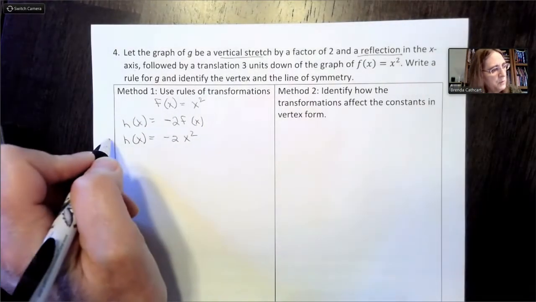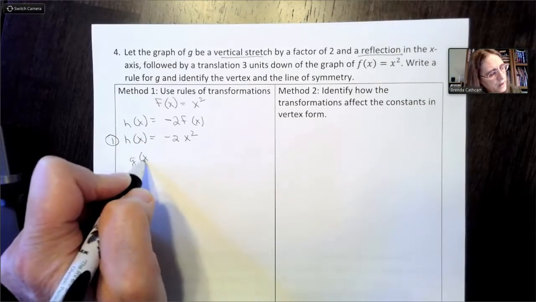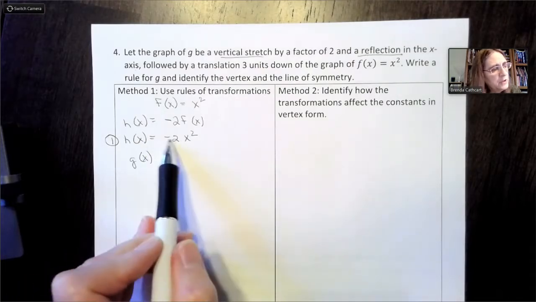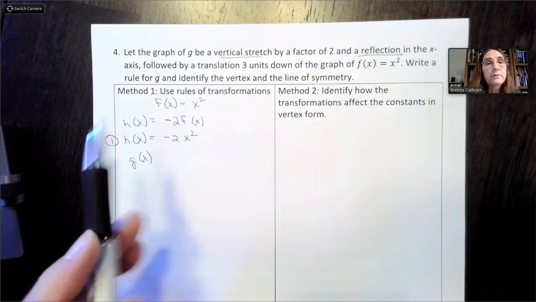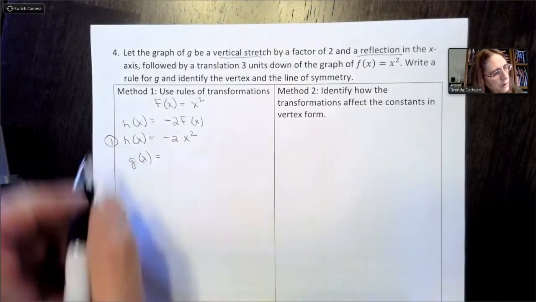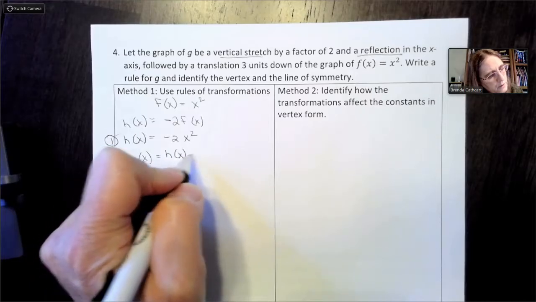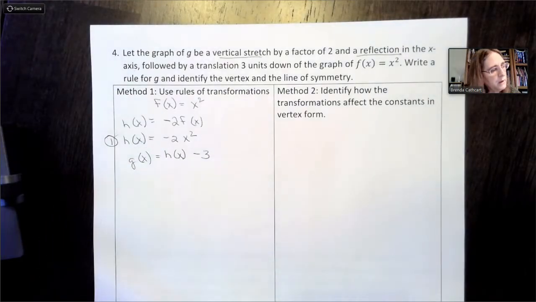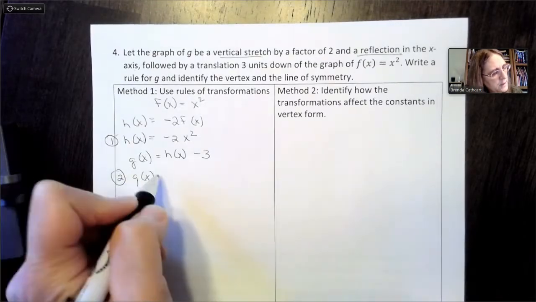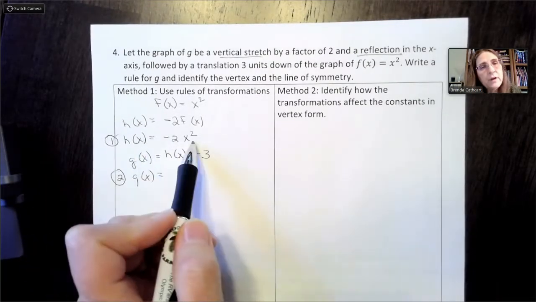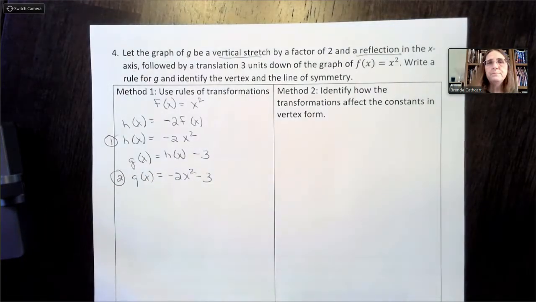So that's step 1. Now to get to step 2, to get to g of x, we're going to take h of x and we're going to do a translation 3 units down. So from our transitional step h of x, we're going to go down 3. So our g of x, our second step here, is our h of x, which is -2x squared minus 3.